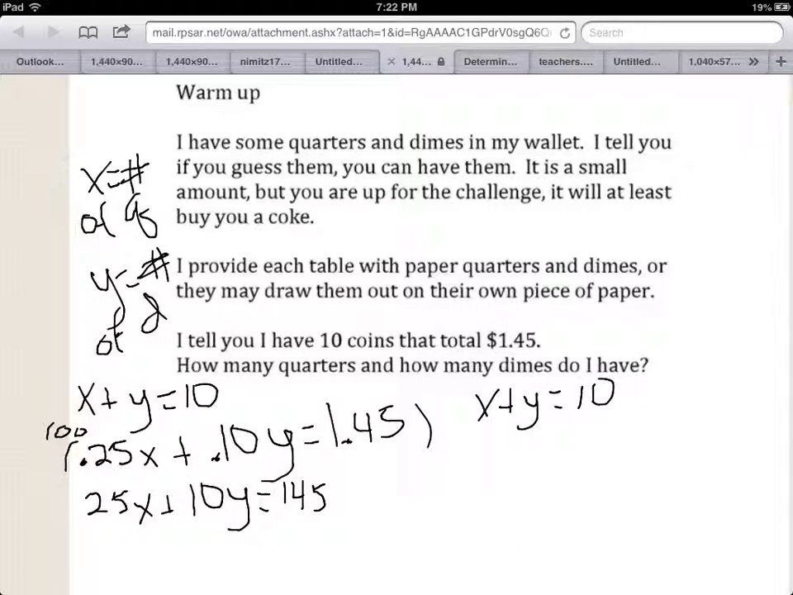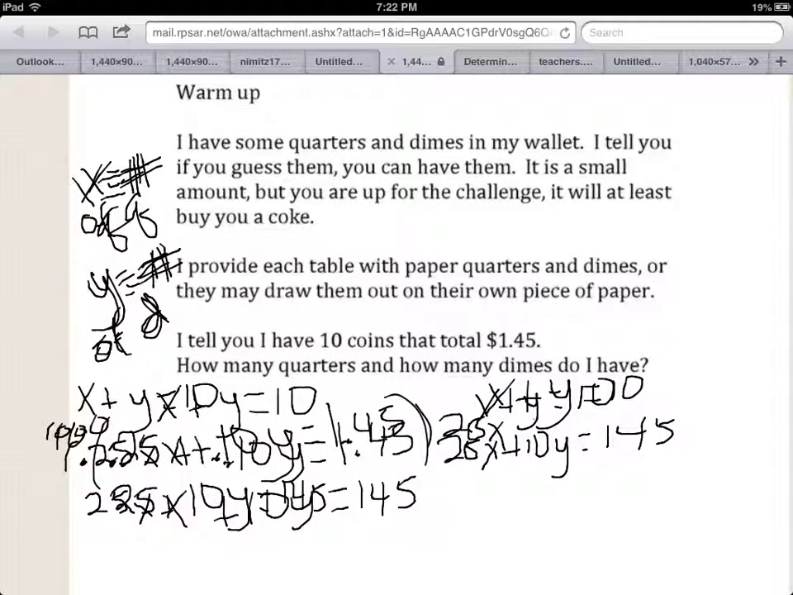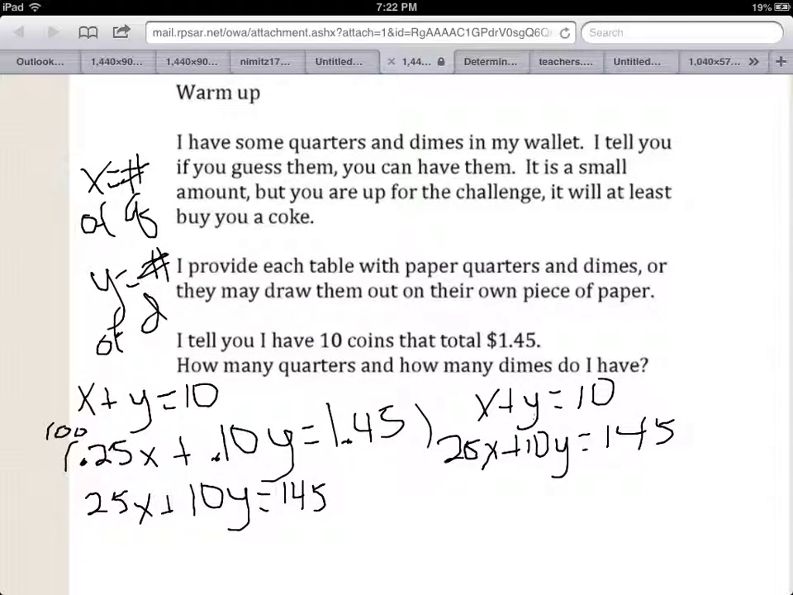So then if I combine the two equations, x plus y equals 10 and 25x plus 10y equals 145, I need to eliminate a variable. I'm going to eliminate the y column, so I need a negative 10 in the top with the top y to add to the positive 10 to make it go to 0 and eliminate that y, and then solve for x. So I'm going to multiply negative 10 through the top equation, and remember to multiply it entirely through. Negative 10x minus 10y equals negative 100.